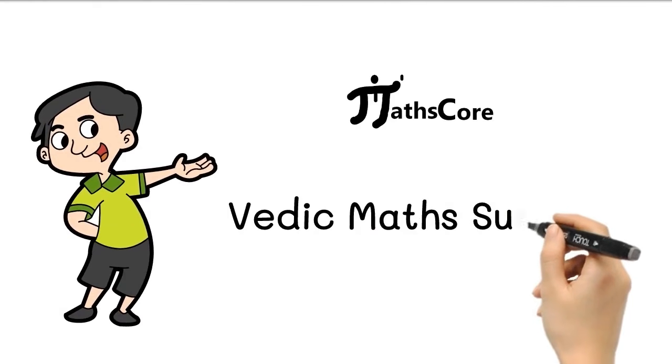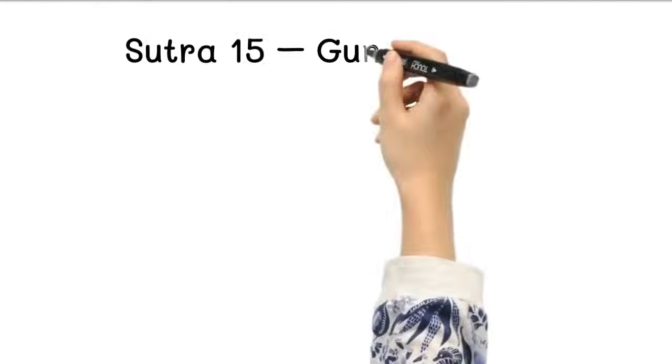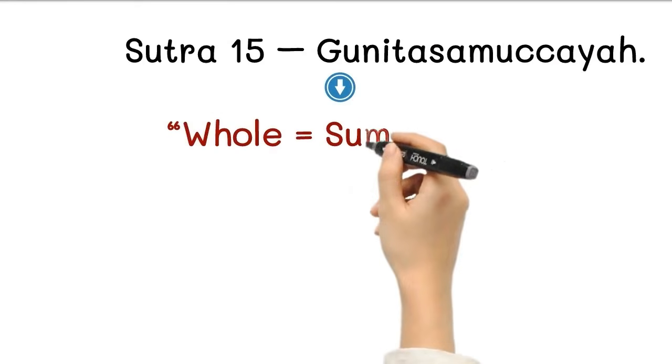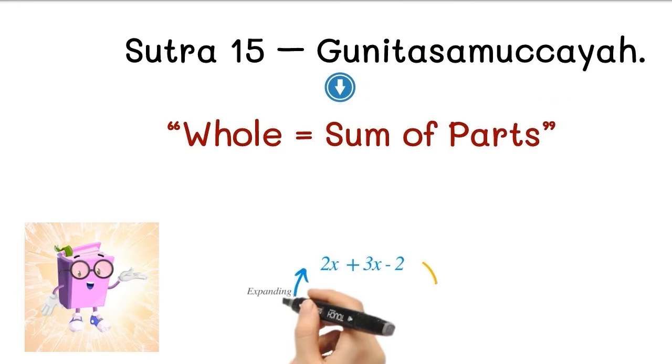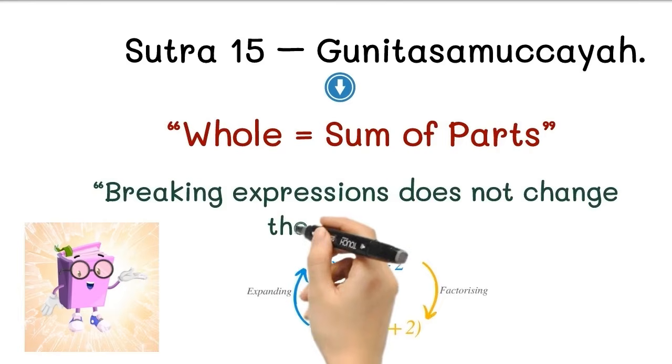Today we are learning Vedic Maths Sutra 15, called Ganotasamachchaya. Let us start with the basic idea. The meaning of Ganotasamachchaya is, the whole is equal to the sum of the parts. In simple words, even if a mathematical expression is broken into parts, its total value always remains the same.